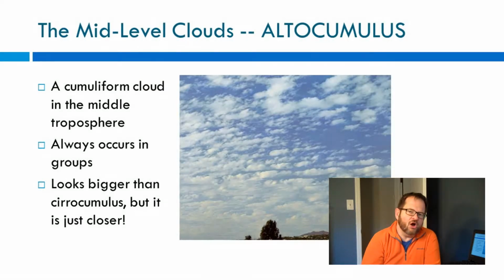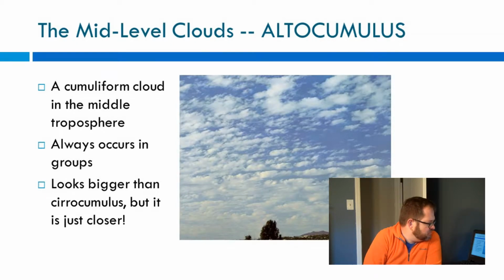ALTOCUMULUS. ALTOCUMULUS clouds are cumulus clouds. They're formed by air parcels that are rising through air around them that isn't rising. And they are formed in the middle of the troposphere, so they're usually a mixture of ice and supercooled water. ALTOCUMULUS is a lot like CIRROCUMULUS in that it is a gregarious species. That means it always occurs in groups.